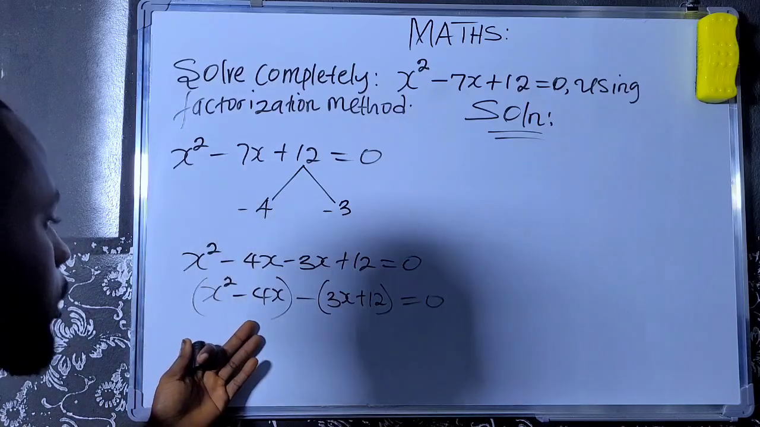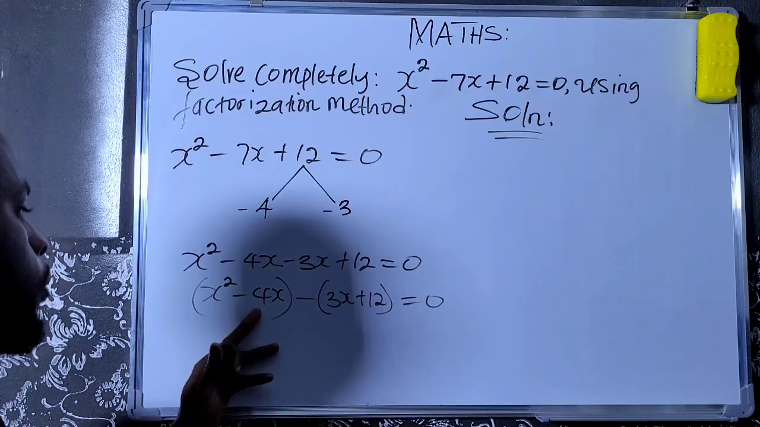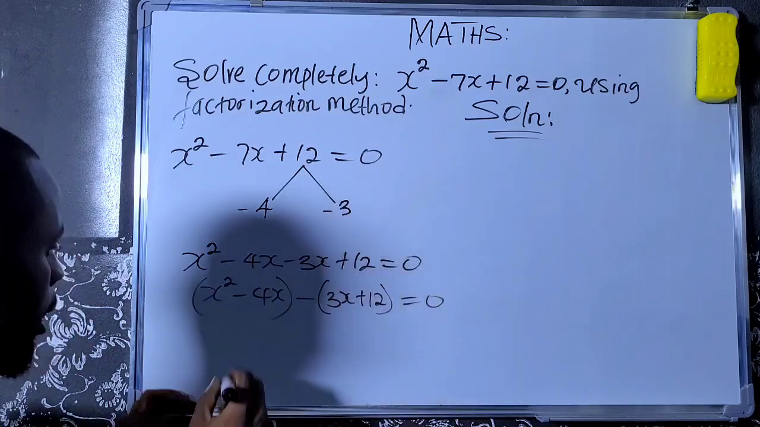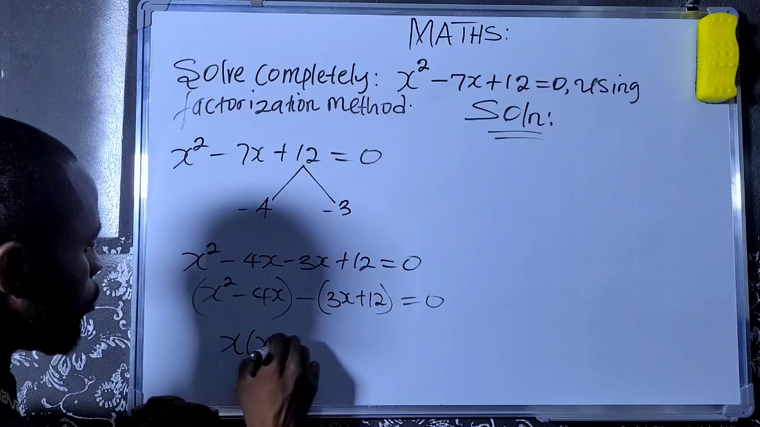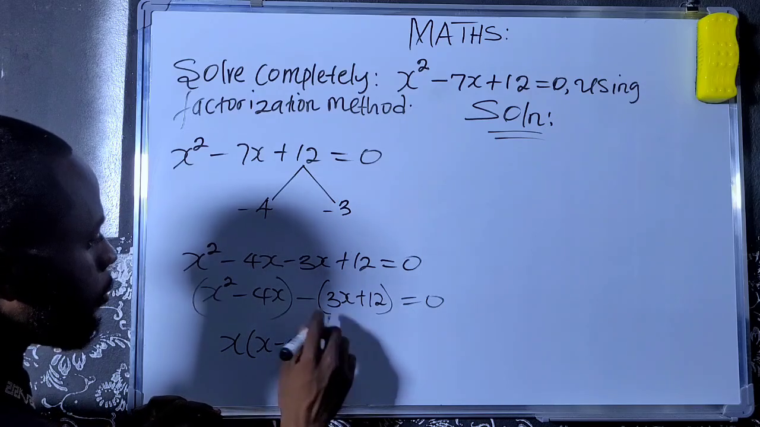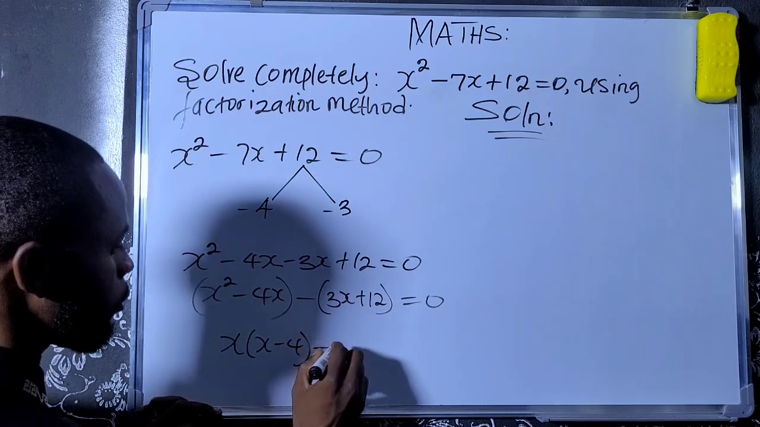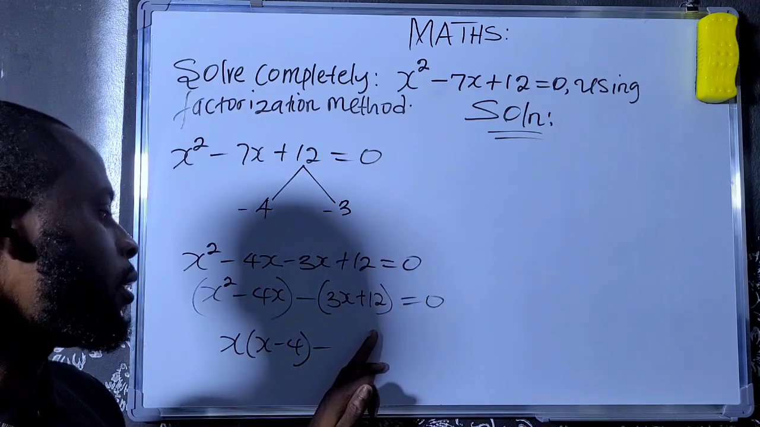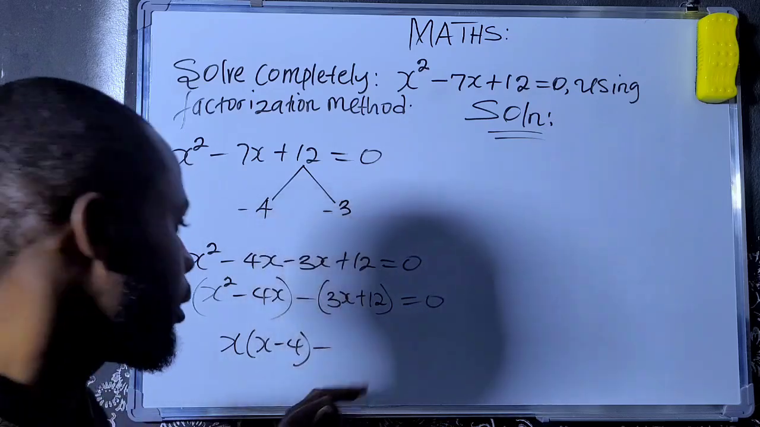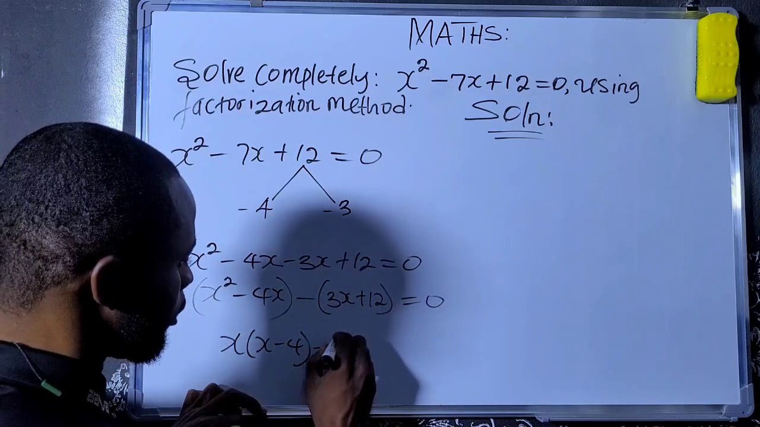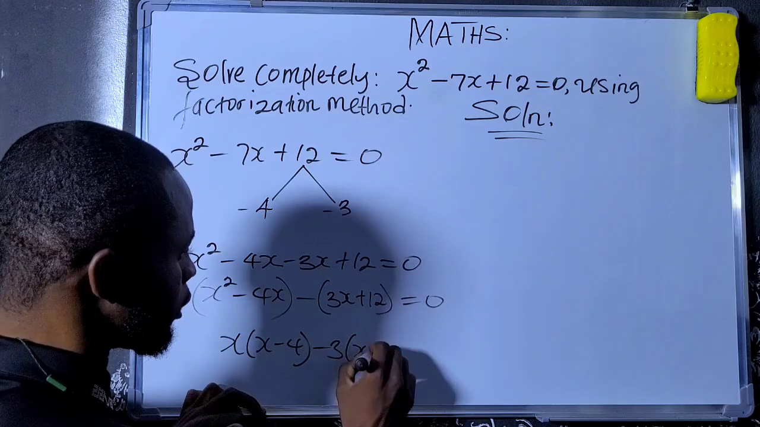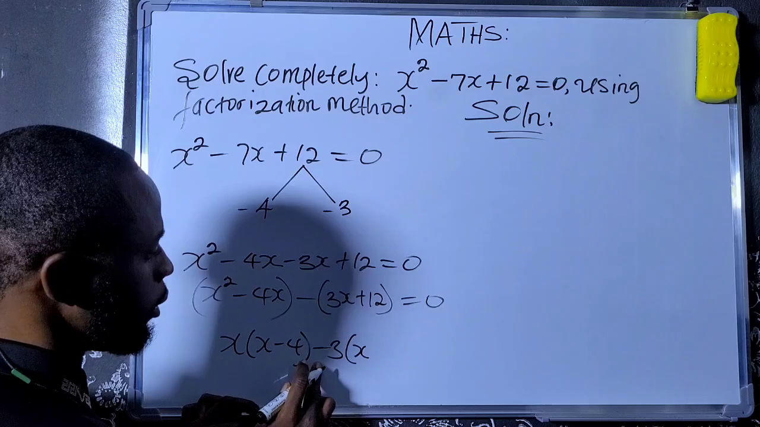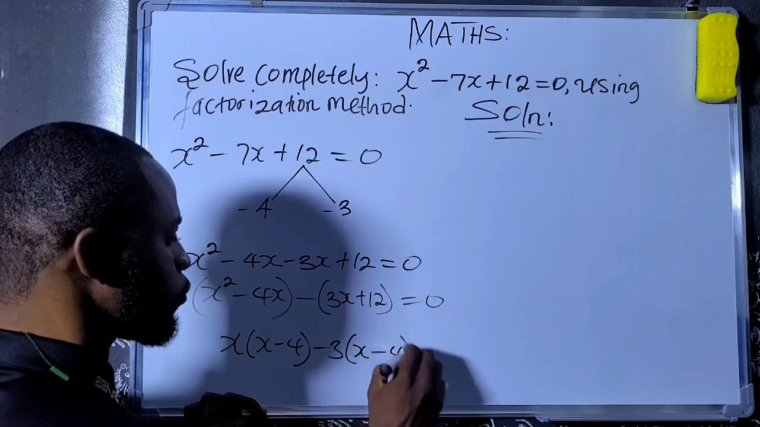Now in the first bracket, x is common. That's why we are going to factor out x, and we have x into x minus 4. Then also, in the second bracket, minus 3 is common. As such, we are going to factor out minus 3, and we have minus 3 into x minus 4, since 12 divided by minus 3 will give us minus 4.